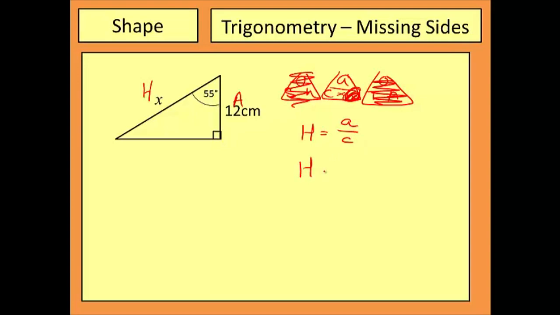So the hypotenuse in this case is equal to the adjacent, 12, divided by C, which stands for cosine, or abbreviated to cos, of the angle, which is 55 degrees. When I type this into my calculator, I'm going to press 12 divided by cos 55. Pressing equals here will give me the correct answer of 20.9 centimeters.